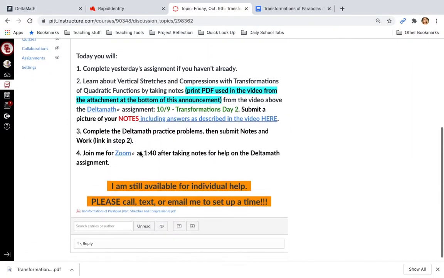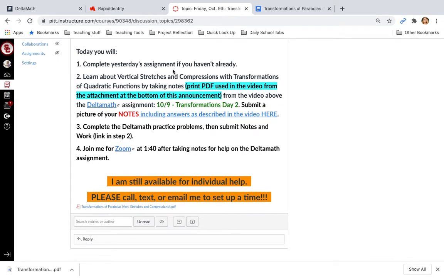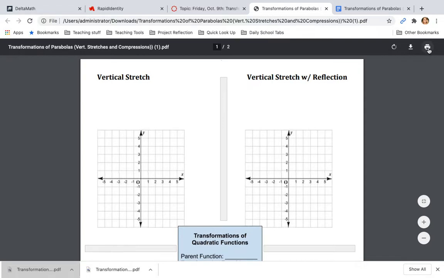read through it. If you have not yet completed yesterday's assignment, you need to do so because today's lesson builds on it. You need to watch this video and either print the PDF that I'm using in the video. So when I say the print that is located at the bottom of this announcement, if you'll come down here where it says transformations of parabolas, if you were to click on that, you can then open it up and print it if you have capability.